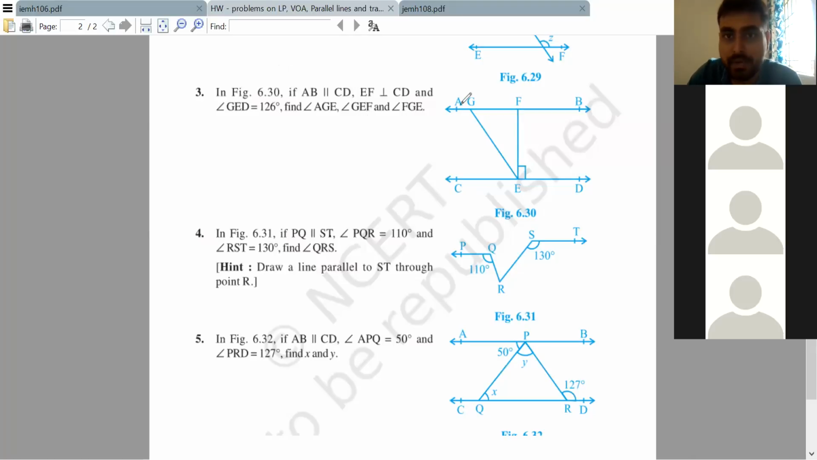So we have AB parallel to CD. EF is perpendicular to CD. Okay, this is perpendicular. And angle GED, this full angle, is 126 degrees. Find angle AGE. AGE is this one. That is 126 only, alternate interior angle. Angle GEF is 126 minus 90. Then angle FGE.